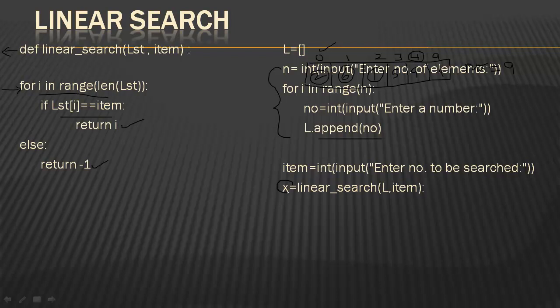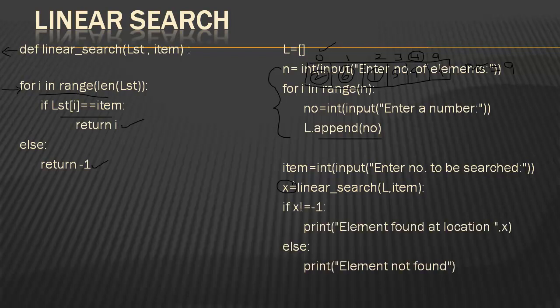So what is X going to be storing? Either the location where it exists, or -1 to indicate that the element doesn't exist. So I've written here, if it's not -1, what does it indicate? That the element exists, right? I said element found at location X. But if it is -1, we have learnt what the function does: return -1 only if the element does not exist. So I display a message, element not found. Is that clear? So this is the mechanism of linear search that you can use in any programming language.